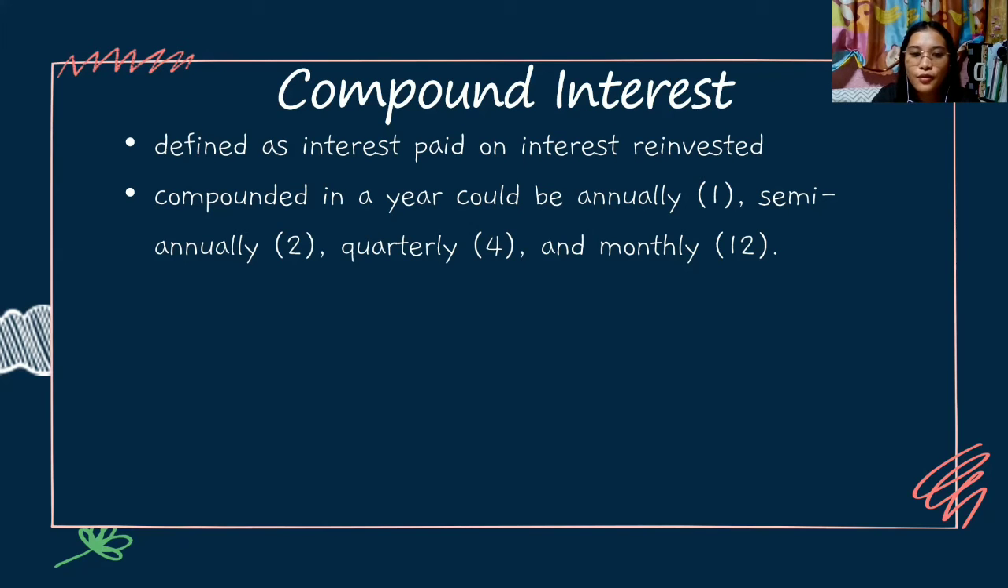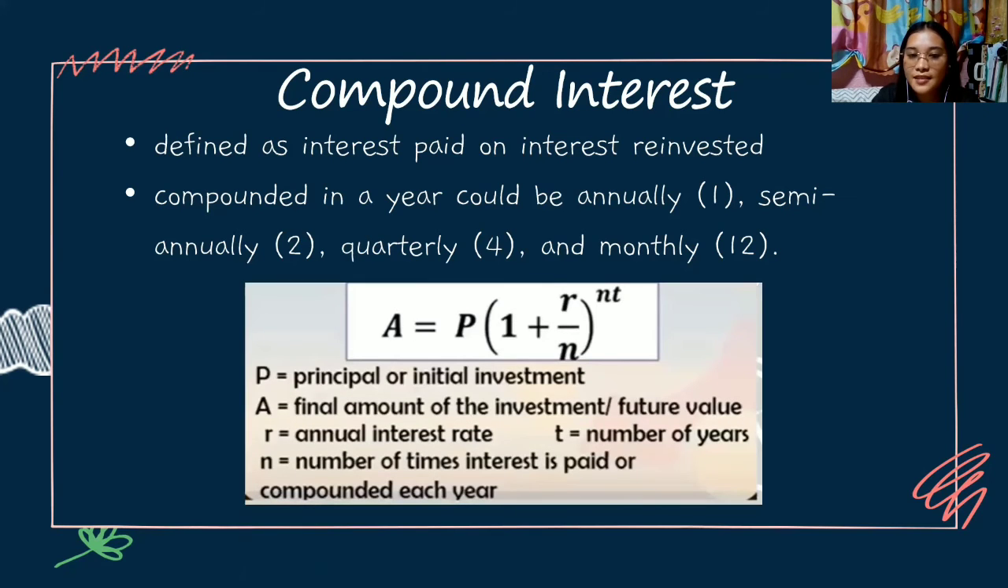So to solve for the compound interest, we need to follow the formula. A is equal to P times (1 plus r over n) raised to the power of n times t. P stands for the principal, r for the annual interest rate, n is the number of times interest is paid, which is called the compounding period, and t is the number of years. So, following this formula, let us solve for this problem.